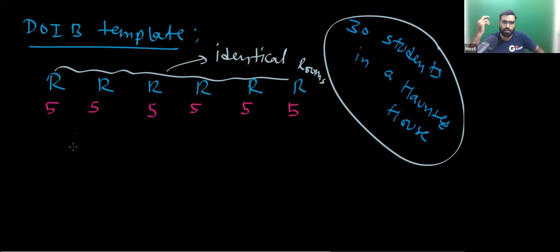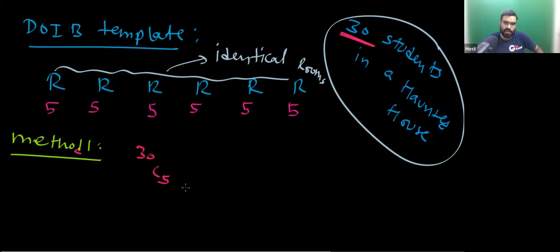Very simple. You can just apply this. That will be from 30, you select 5 and you put here. So see, there are 2 methods. Either you can apply the method number 1. What is the method number 1? You can apply like this. There are total 30 students. From these 30, you select 5 and you put them together.